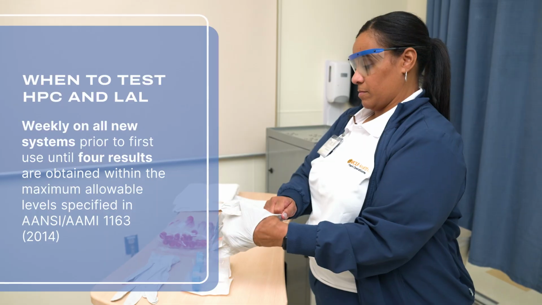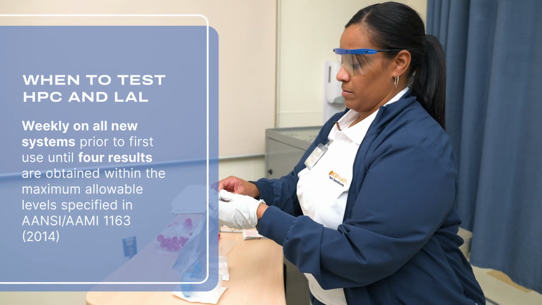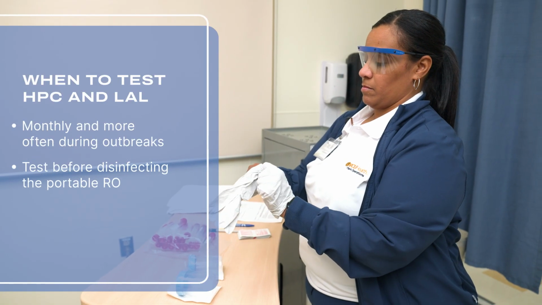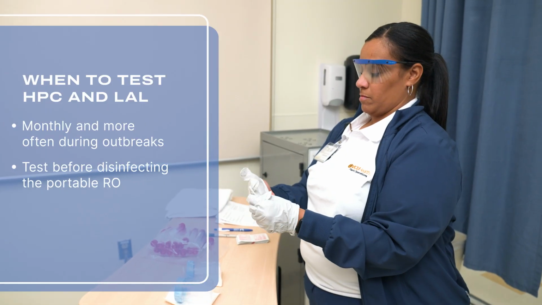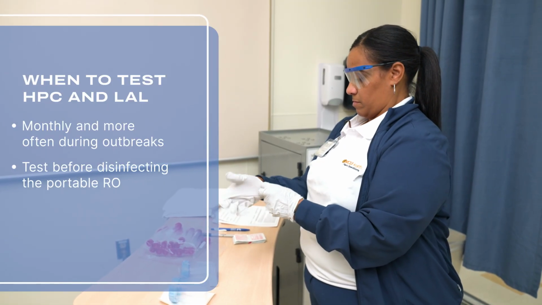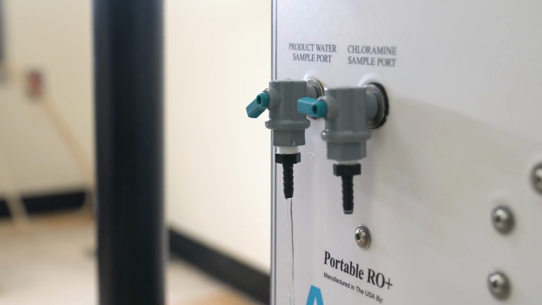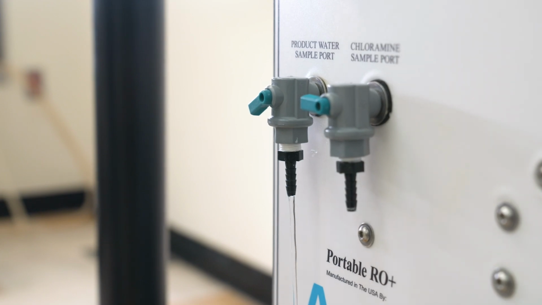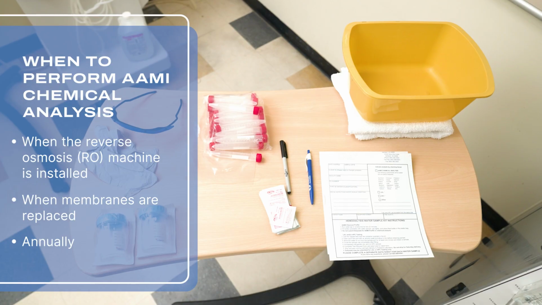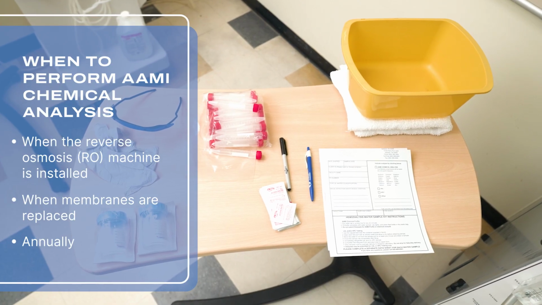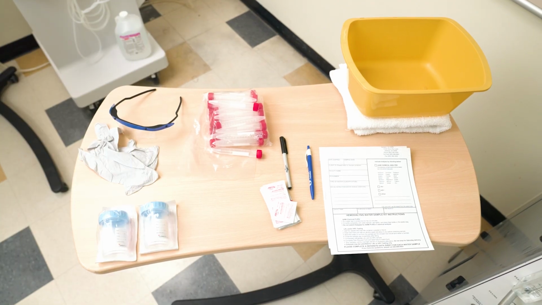These tests must be performed weekly on all new systems prior to their first use until 4 results are obtained within the maximum allowable levels. They are collected from all portable ROs on a monthly basis, and for bacterial tests, more often during outbreaks. Additionally, collect HPC and LAL tests right before regular disinfection of portable ROs. The samples should be drawn from the port, labeled Product Water Sample Port. AMI chemical contaminant testing is done when the reverse osmosis machine is installed, when membranes are replaced, and annually. The sample should also be collected from the same product water sample port.